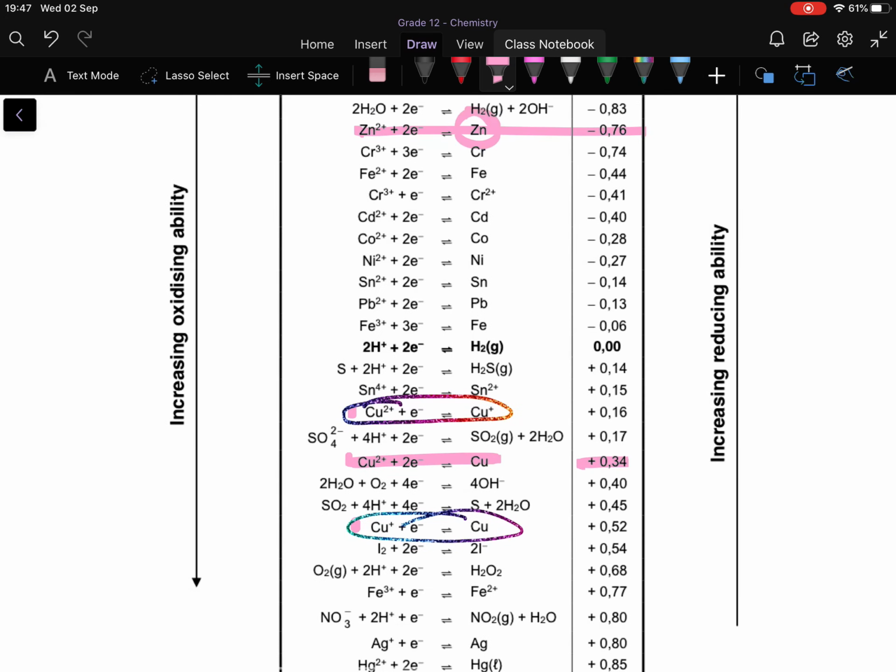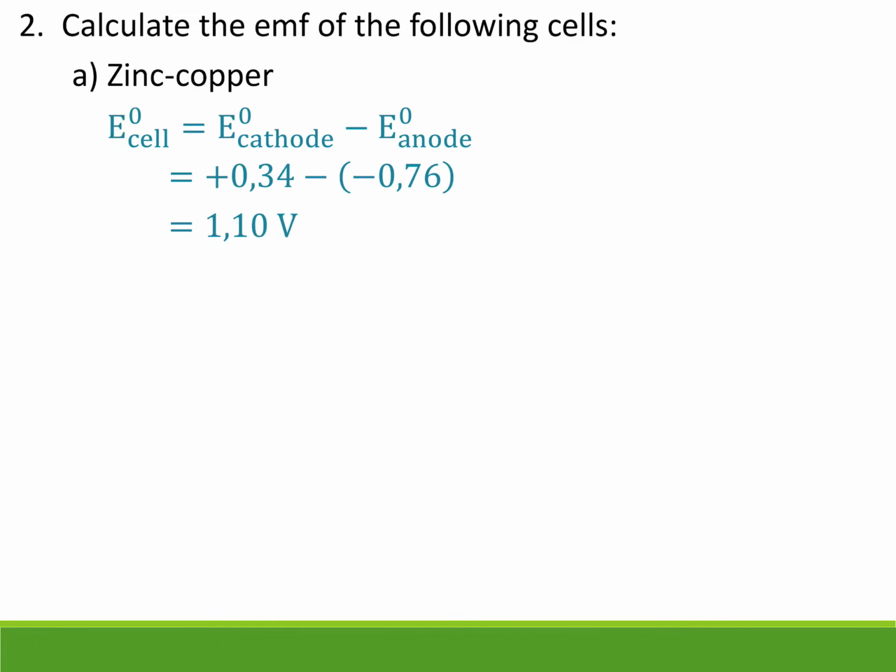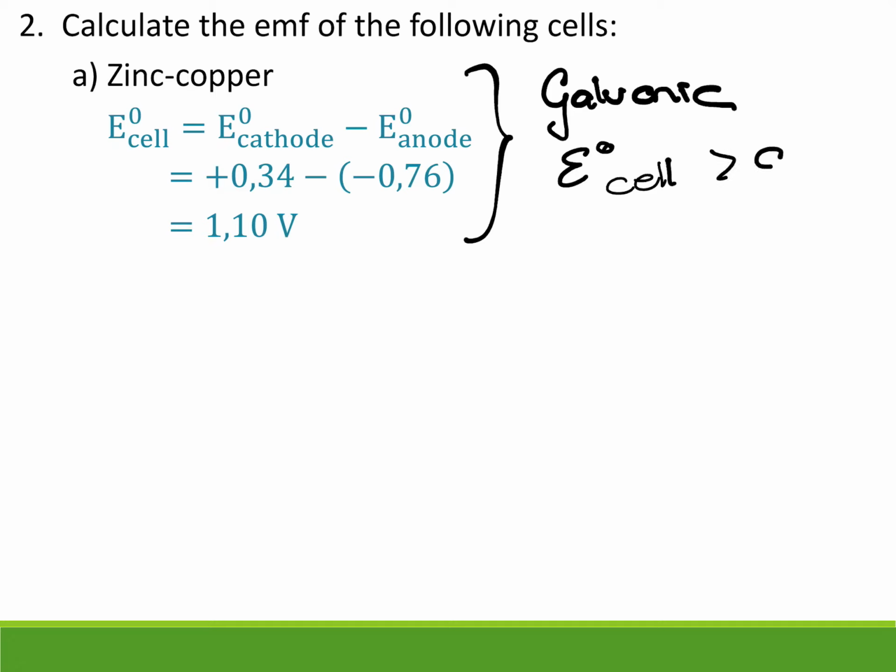So zinc's at the top, copper's at the bottom. That makes zinc the anode. That makes copper the cathode. I just now need to put these values into the equation. We've done the hard work. And we get 1,10 volts. These are all galvanic cells, unless they tell you otherwise, which means E cell must be greater than 0. It must. If it's not greater than 0, then it's wrong. It's as simple as that.